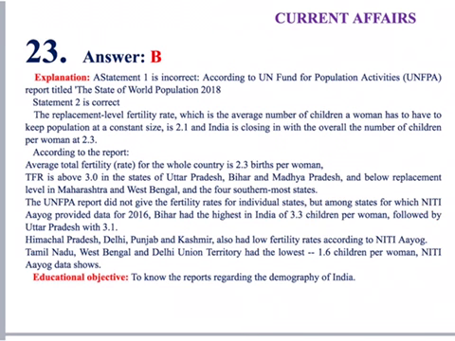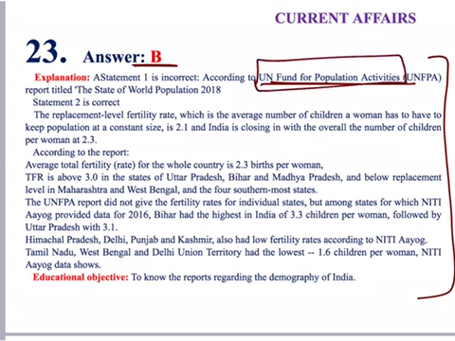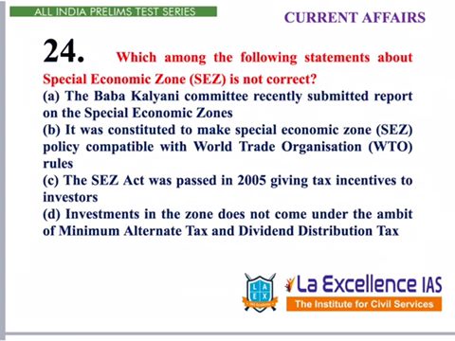Here is the explanation for this question. The UN Fund for Population Activities releases this report. Such reports and names of the organizations we should remember. At least one question we are getting in our final prelims. Next current affairs question is given under question number 24. This question is with regard to Special Economic Zones or SEZs.